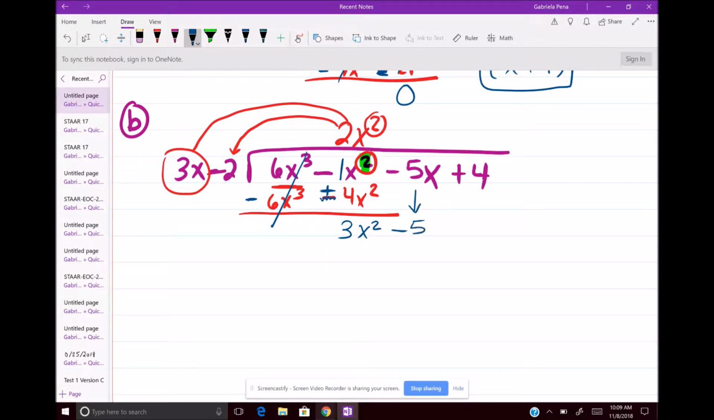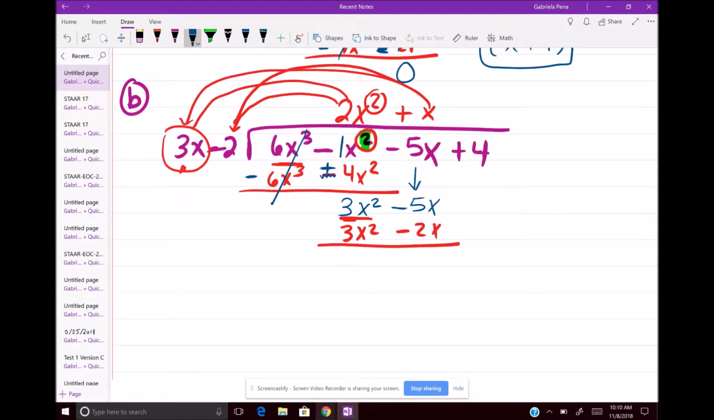Bring down the negative 5x. And now the question is, what times this is going to give me a 3x squared? Just x, right? So positive x. So what is x times 3x? 3x squared. What is x times a negative 2?